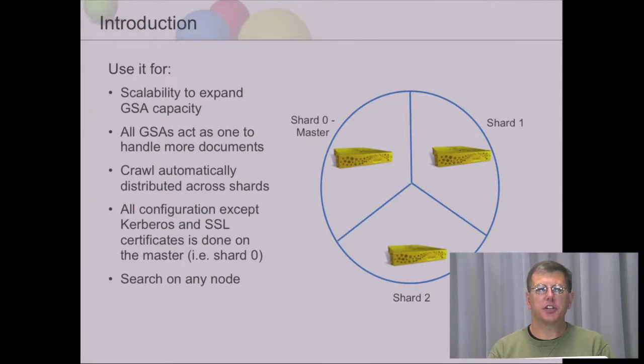You can search on any node, however each GSA contains a portion of the index, so if you lose one of these search appliances, due to a network connectivity issue or a GSA failure, then those documents in that portion of the index will not be served.